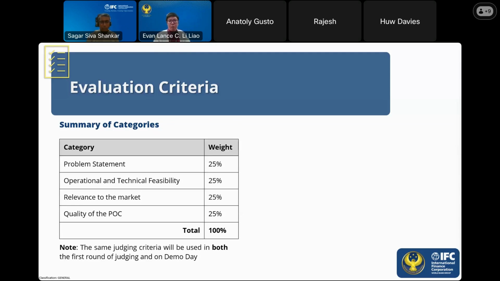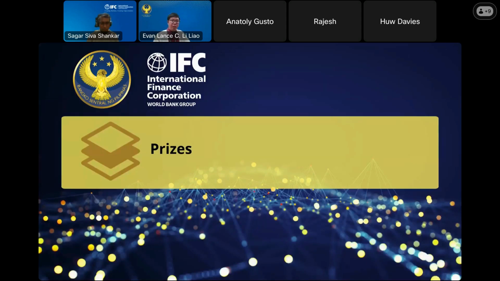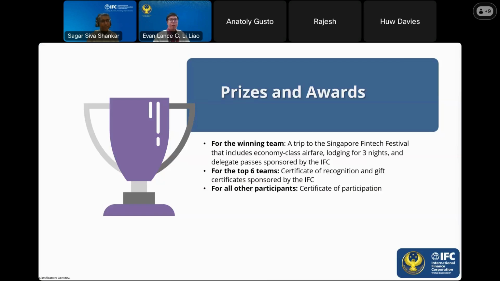With that, we can move on to the last section, which is prizes for this event. So for the winning team, you will win a trip to the Singapore FinTech Festival that includes an economy class fare, lodging for 3 nights, and delegate passes sponsored by the IFC. For the top 6 teams, you will be given a certificate of recognition and gift certificates sponsored as well by the IFC. And for all participants, you will be given a digital certificate of participation.